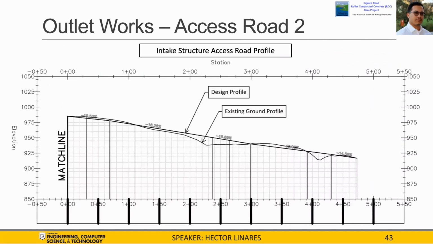As discussed before, the alignment of the intake structure governed the alignment of the discharge pipeline and including the access road to the intake structure. This is a profile of the road to the intake structure compared to the existing ground. A 16% slope was maintained with minimal earthwork needed. The road spans 753 feet from Eagle Canyon Road to the finished floor of the intake structure.